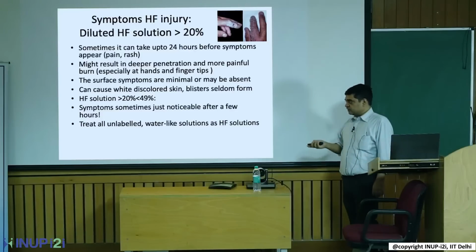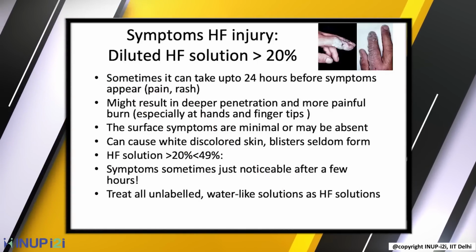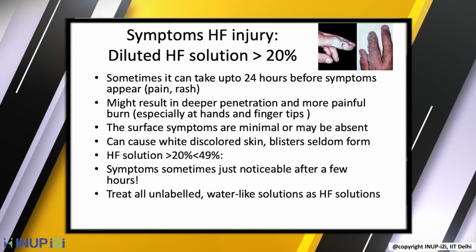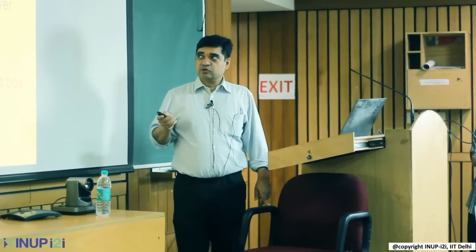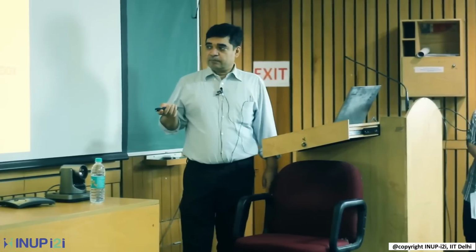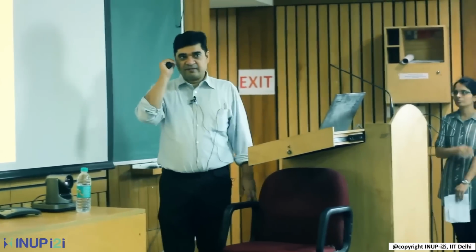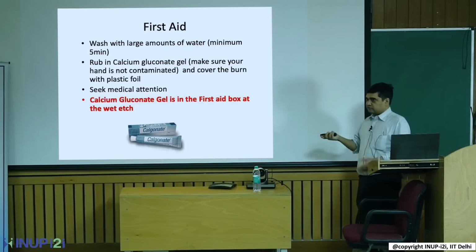So even if you suspect something is wrong, take the right precautions, and I'll tell you what to do. If you've exposed yourself, wash with large amounts of flowing water and rub in calcium gluconate gel. We have this gel in NRF. Remember, fluorine has affinity for calcium, so this will take that away, and after that seek medical attention. If it happens in the hostel, put some chalk or lime that has calcium in it. Not as good as the gel, but it will suffice in a pinch.